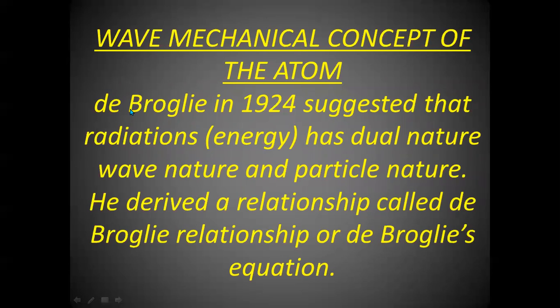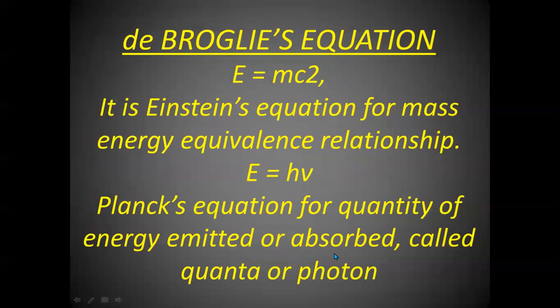Next topic here we are taking as the wave mechanical concept of the atom. De Broglie is the scientist who in 1924 suggested that radiation has dual nature, wave nature and particle nature. He derived a relationship between these two, which is called de Broglie's relationship or de Broglie's equation.